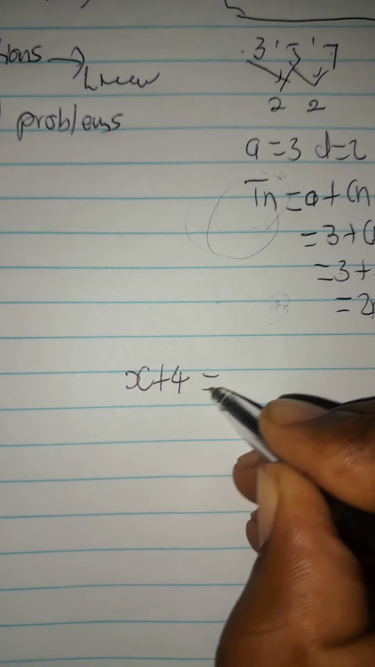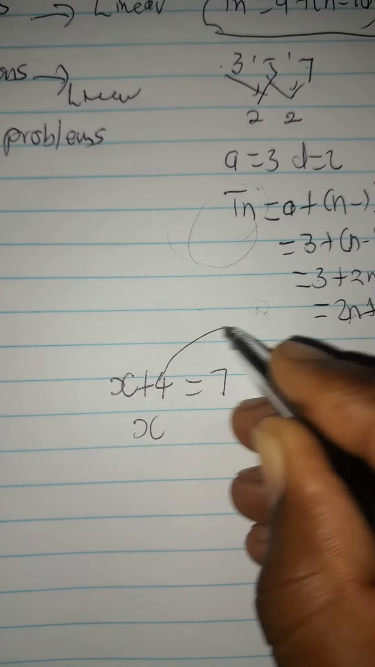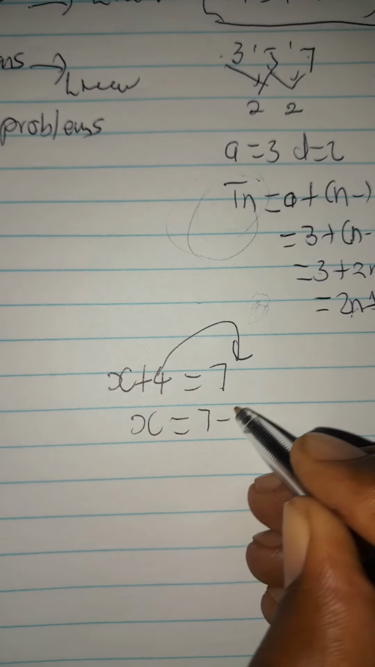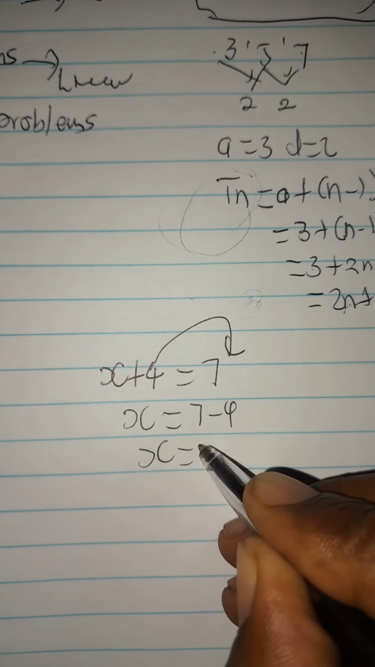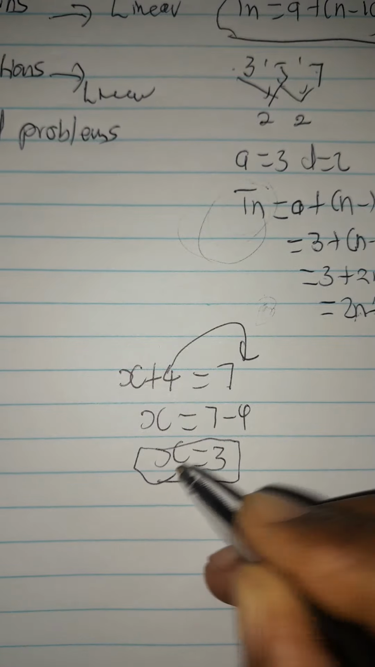We have x plus 4 is equal to 7. Take 4 to the other side. This will become 7 minus 4, which will be equal to 3. That's a linear equation. It has one solution.